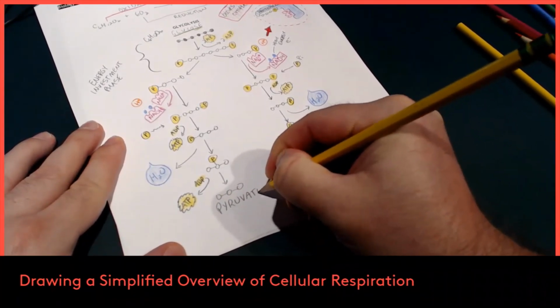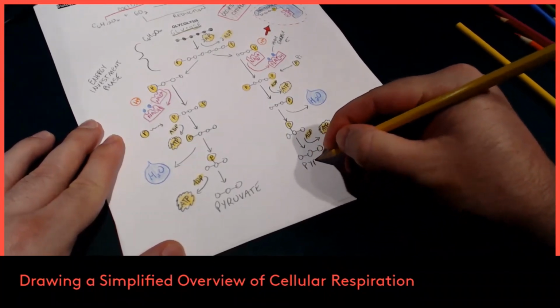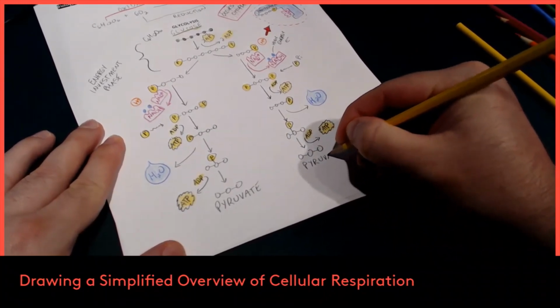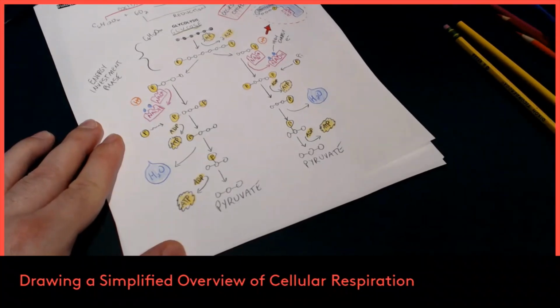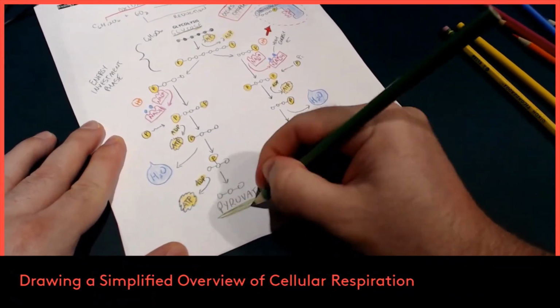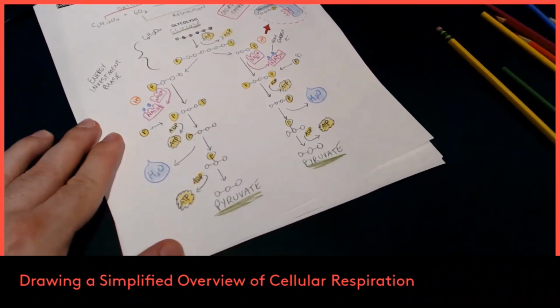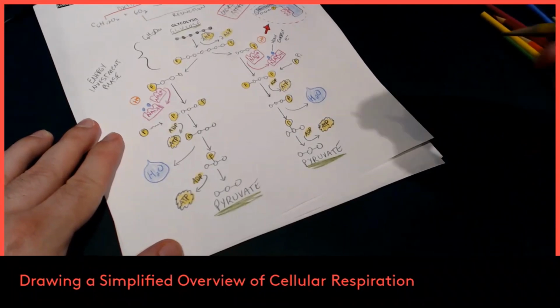pyruvate. Okay, or you can also call it pyruvic acid. Okay, one is ionized, pyruvate. And because that's like our main end product of glycolysis, I'm going to go ahead and underline that in green so I don't forget about it. Okay, pyruvate, very, very important. Now, a couple more things to talk about here.